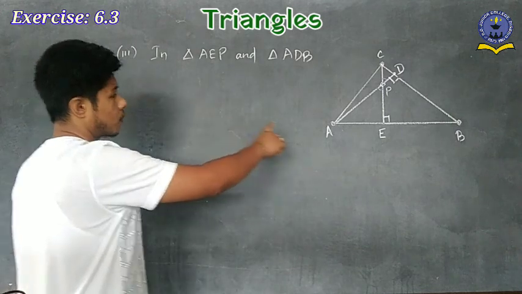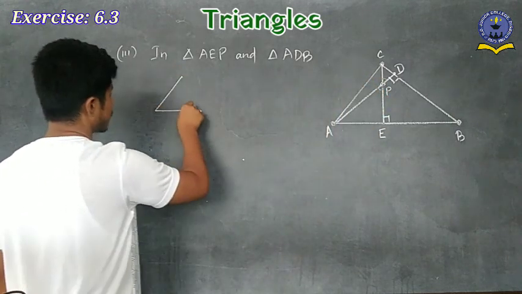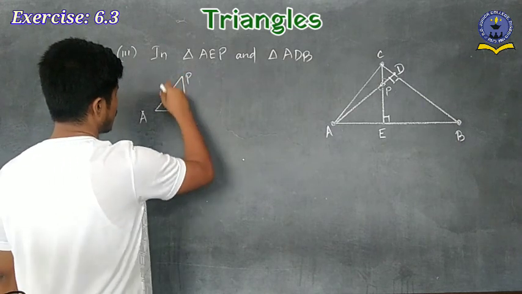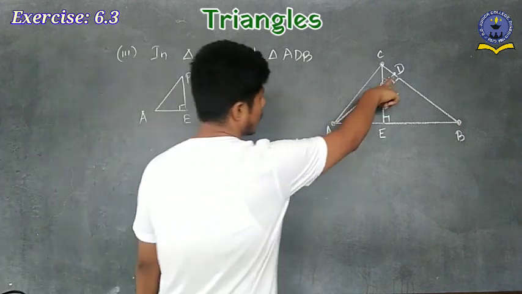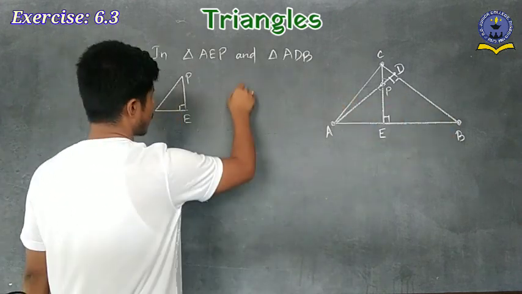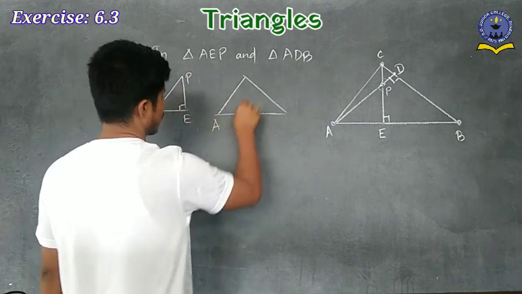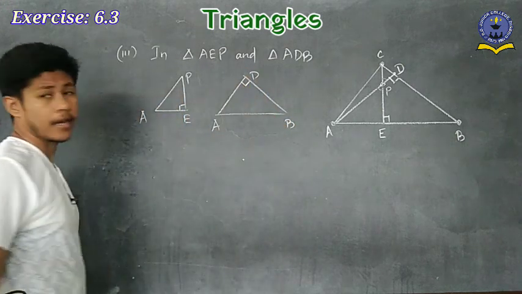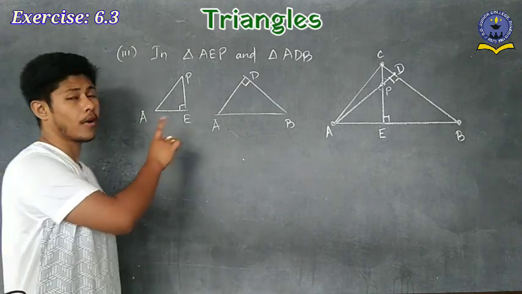So separately if you draw the diagram here AEP, that means this one is the diagram. So this one is A, here it is P, E, P. E is what? 90 degree here. At the same time the second triangle is ADB. So here we have to draw this one, A, this one is D, here B. Angle D is what here? 90 degree. Is it not? So these two triangles we take, and now what do we need to prove?